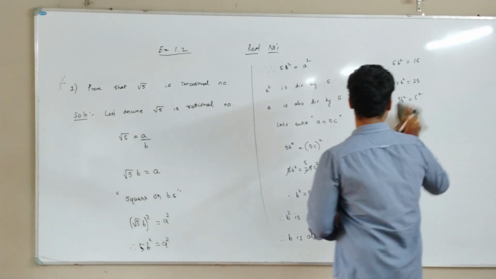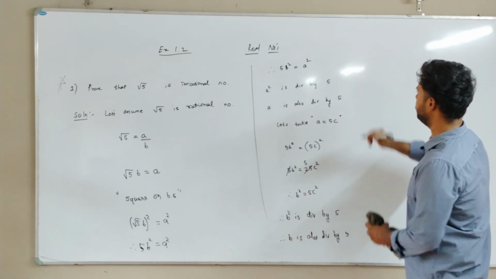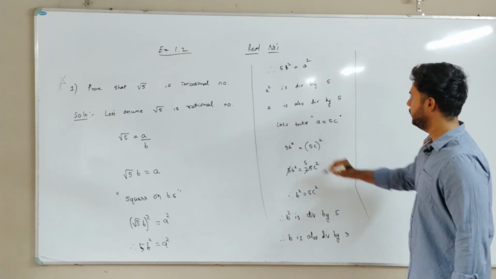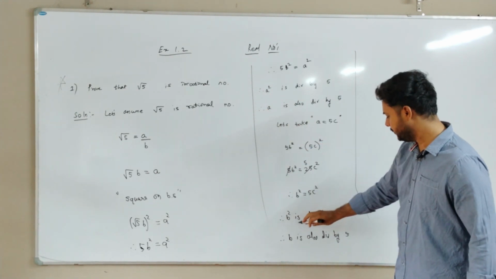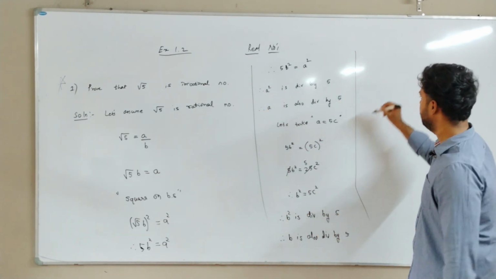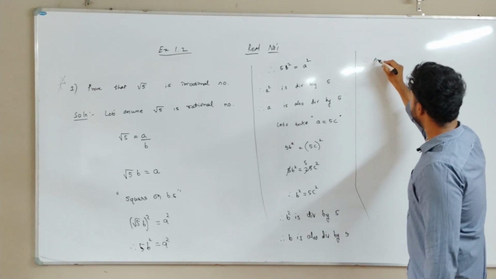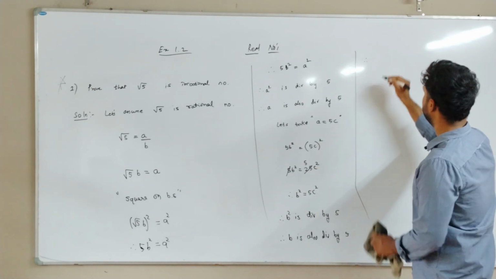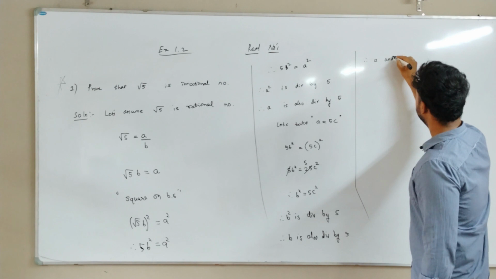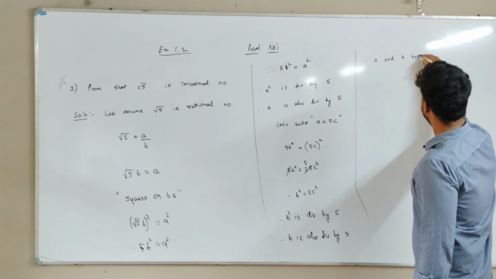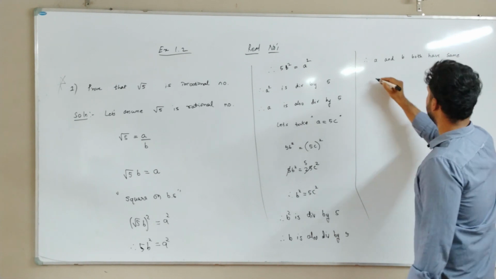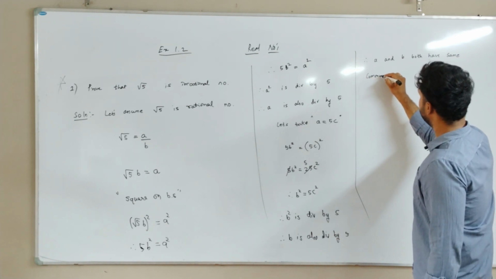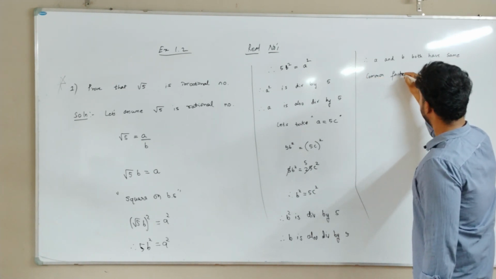When both a and b, a square is also divisible by 5, a is also divisible by 5, b square is also divisible by 5, b is also divisible by 5, a and b both have the same common factor 5.